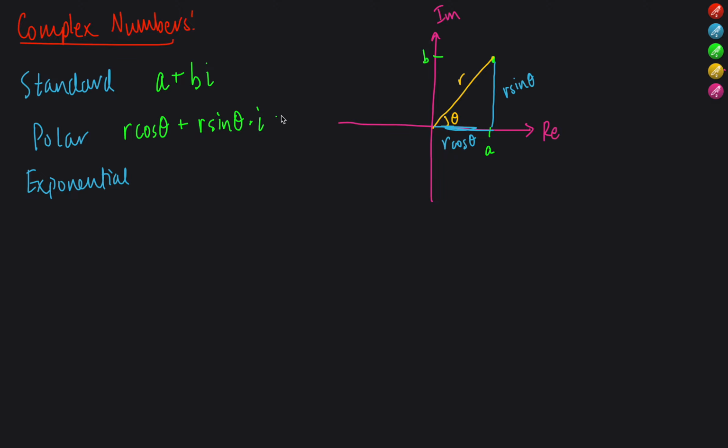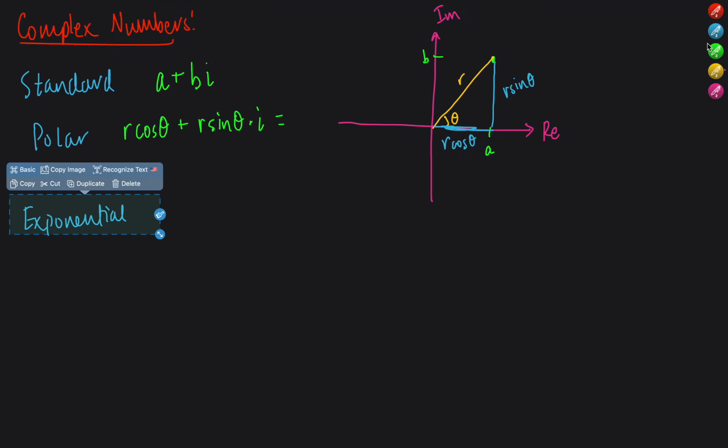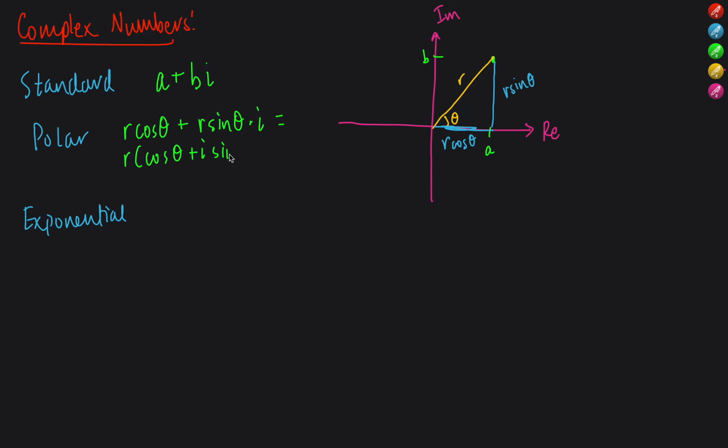Let me move this down a bit so I have some space. The standard way of writing polar is like this: you factor out the r, giving r times cosine theta plus i sine theta. So it's just another way of writing the same thing as standard form, just using a magnitude r and an angle theta.